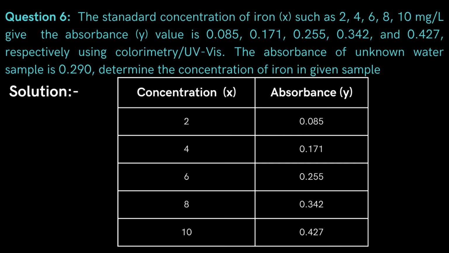Let us see question 6. The standard concentrations of iron, x, such as 2, 4, 6, 8, 10 mg/L give the absorbance, y, values of 0.085, 0.171, 0.255, 0.342, and 0.427, respectively, by colorimetry or UV-visible spectrophotometry. The absorbance of the unknown water sample is 0.290. Determine the concentration of iron in the given sample. Solution for this question: first, make the two-column table given here. The concentration of iron, x, is put into the first column, and in the second column, the respective absorbance value is put.